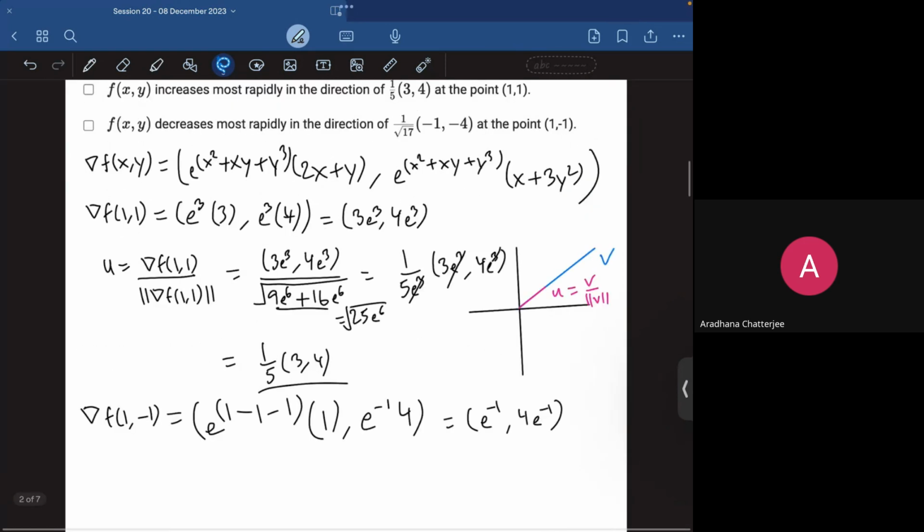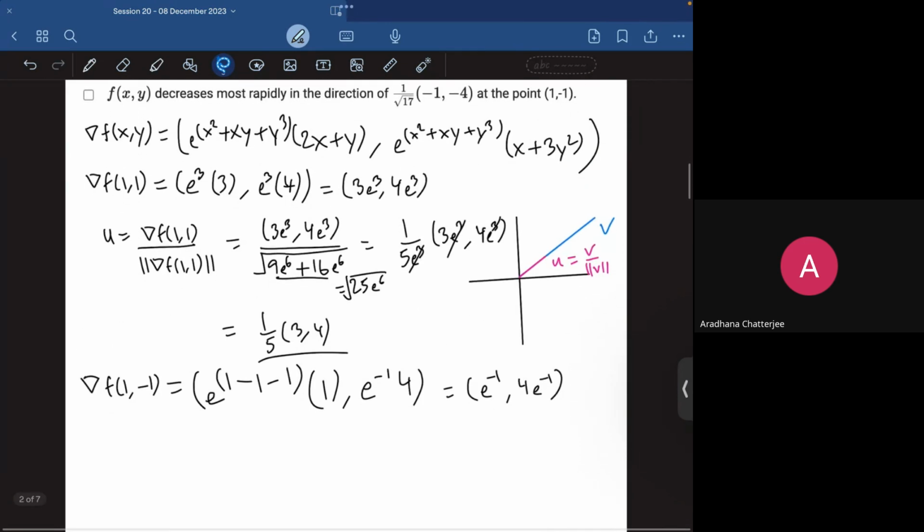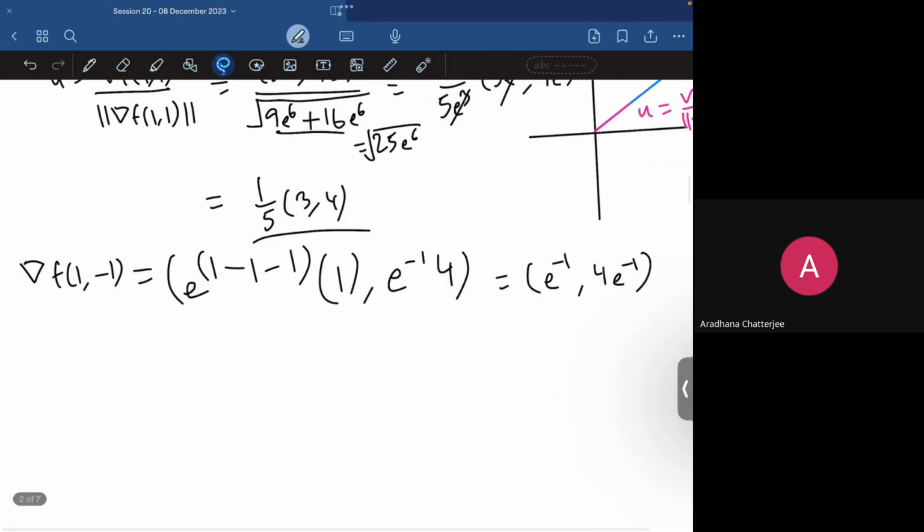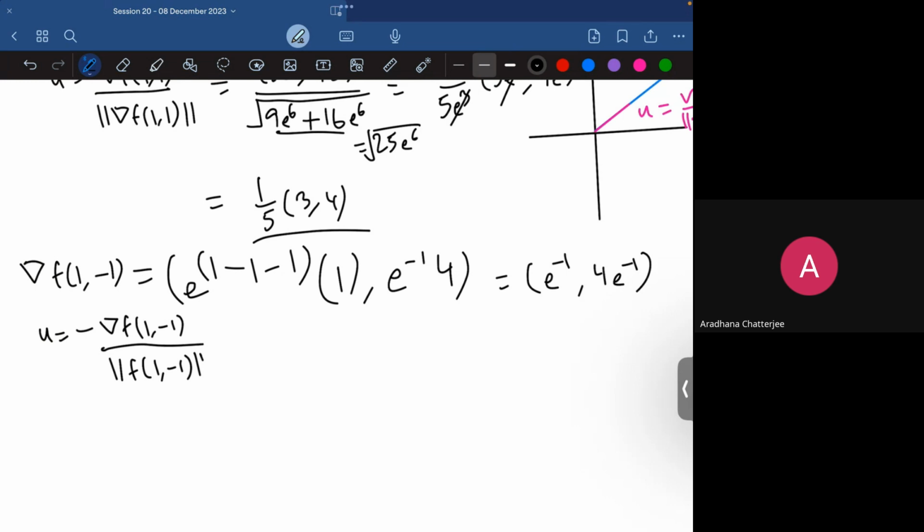Now we want to find u, and we want to find steepest descent. So it's going to be what we had earlier with a minus sign. So u is equal to minus grad of f of (1, -1), divided by the norm of grad f at that point. So that is equal to minus (e to the minus 1, 4 e to the minus 1).